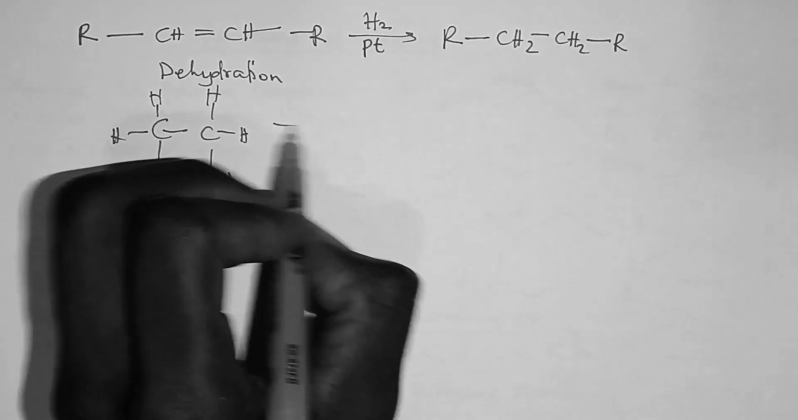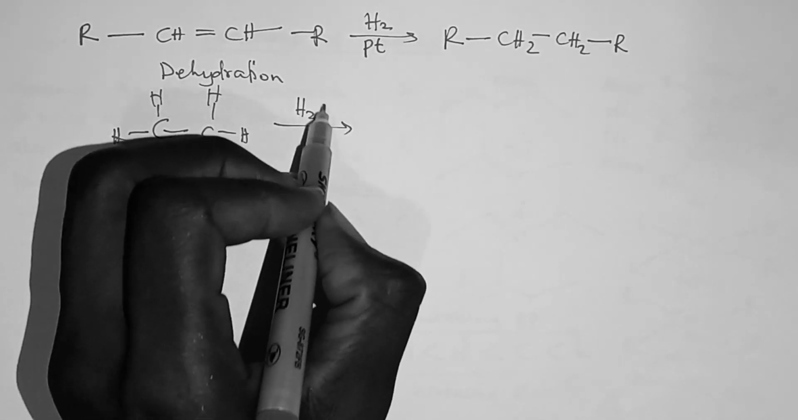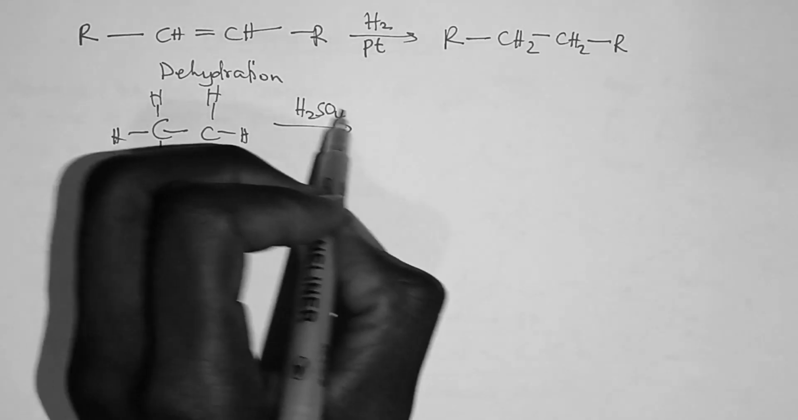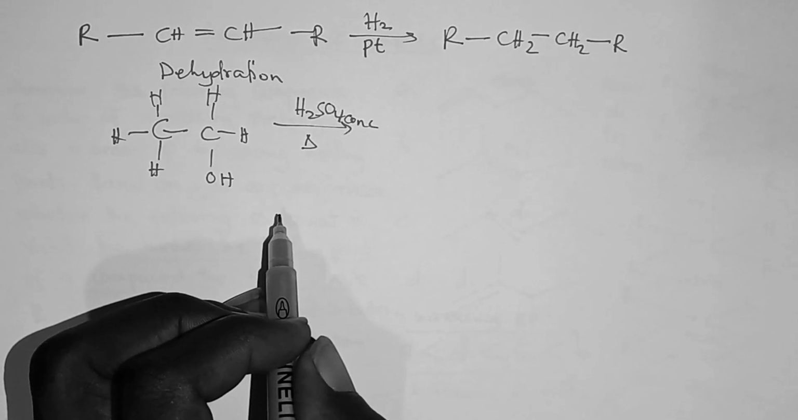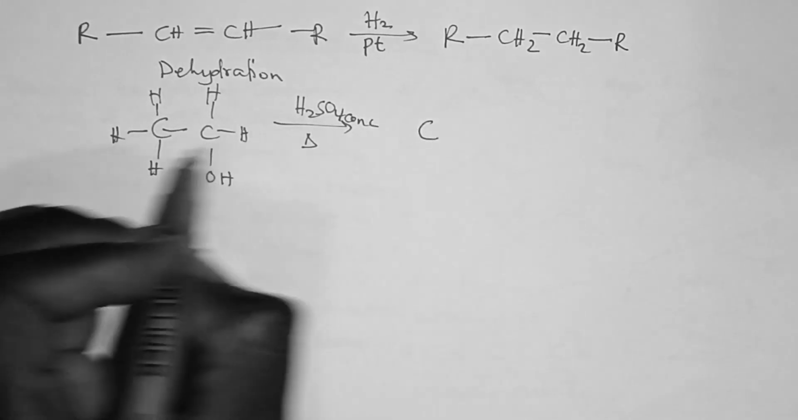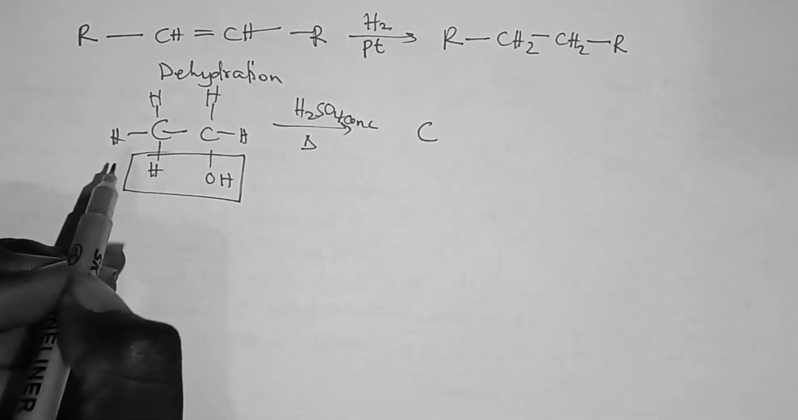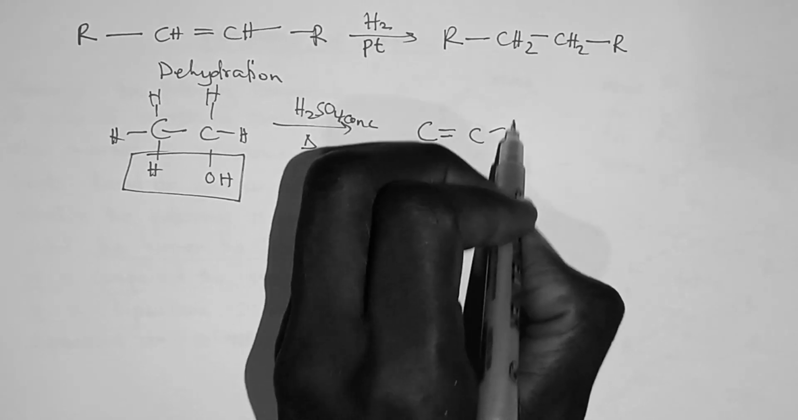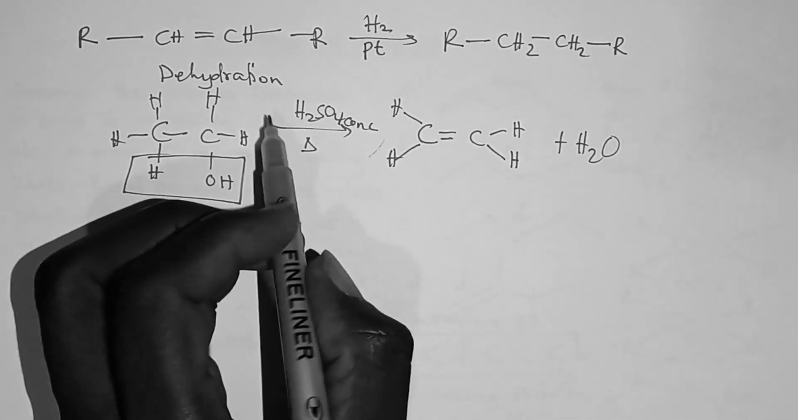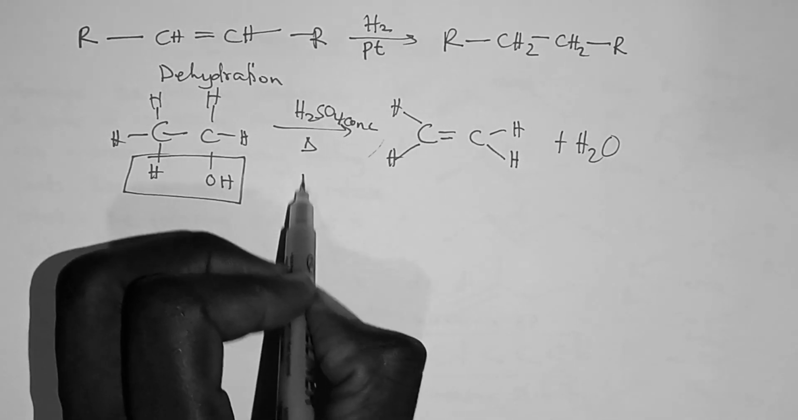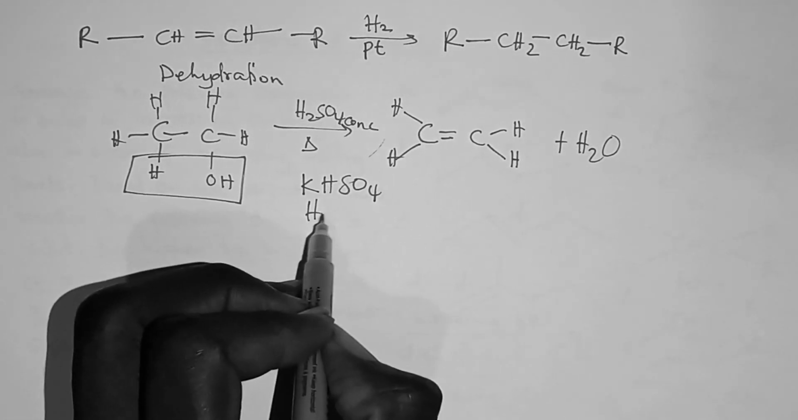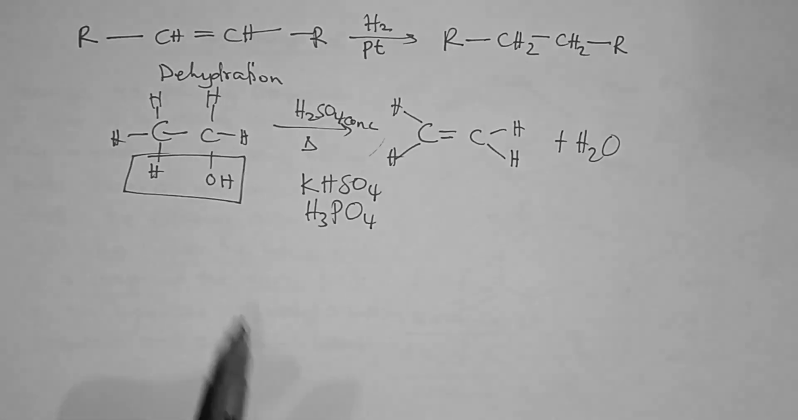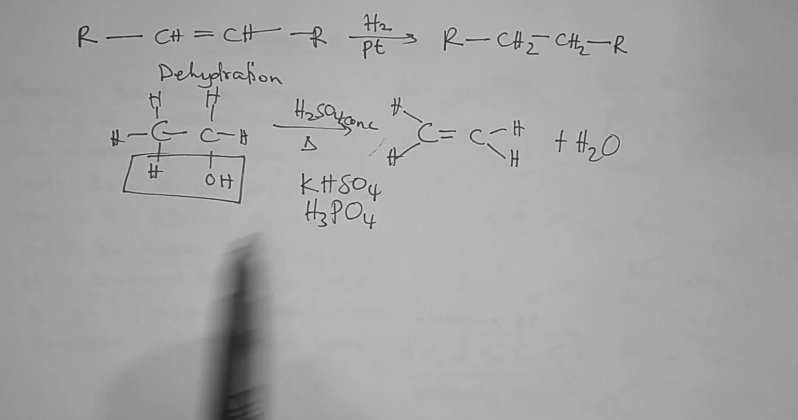If you put in concentrated sulfuric acid and you heat this whole solution, you are going to dehydrate it, removing water from it, and therefore this will become an alkene. The other reagents that can be used in place of sulfuric acid are potassium hydrogen sulfate and also phosphoric acid. These are all strong acids that can be used for a dehydration reaction, but they must be concentrated.